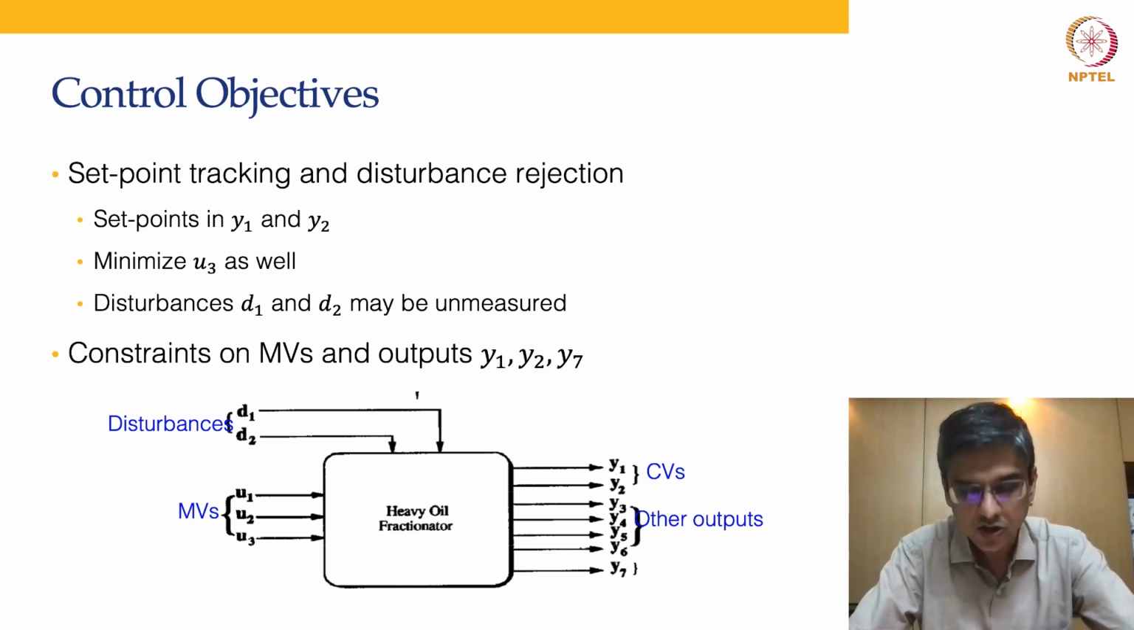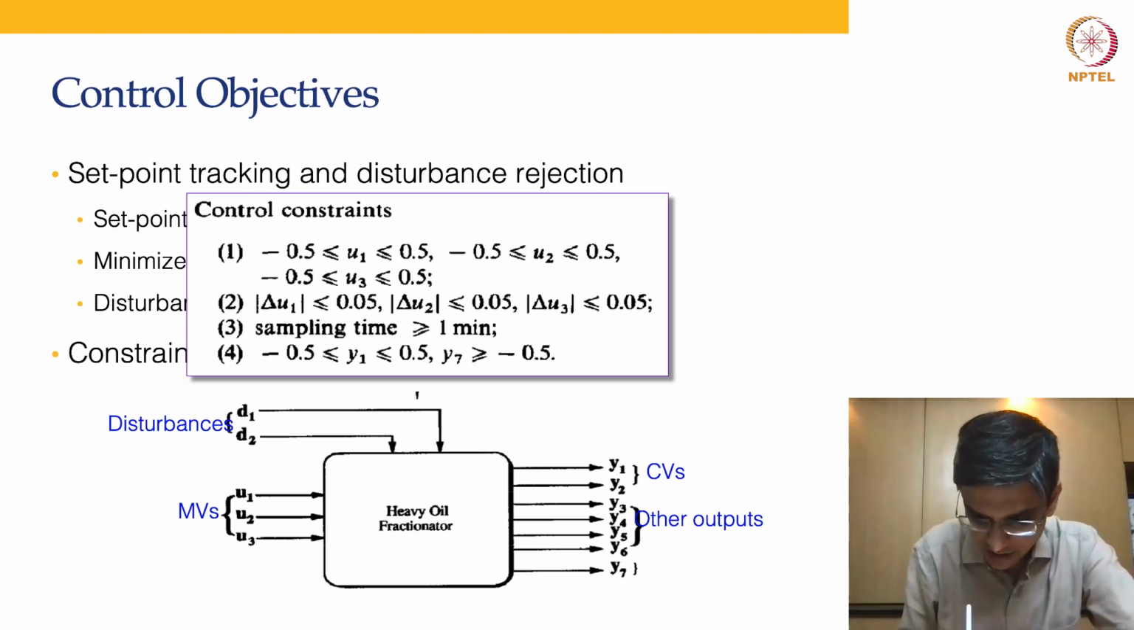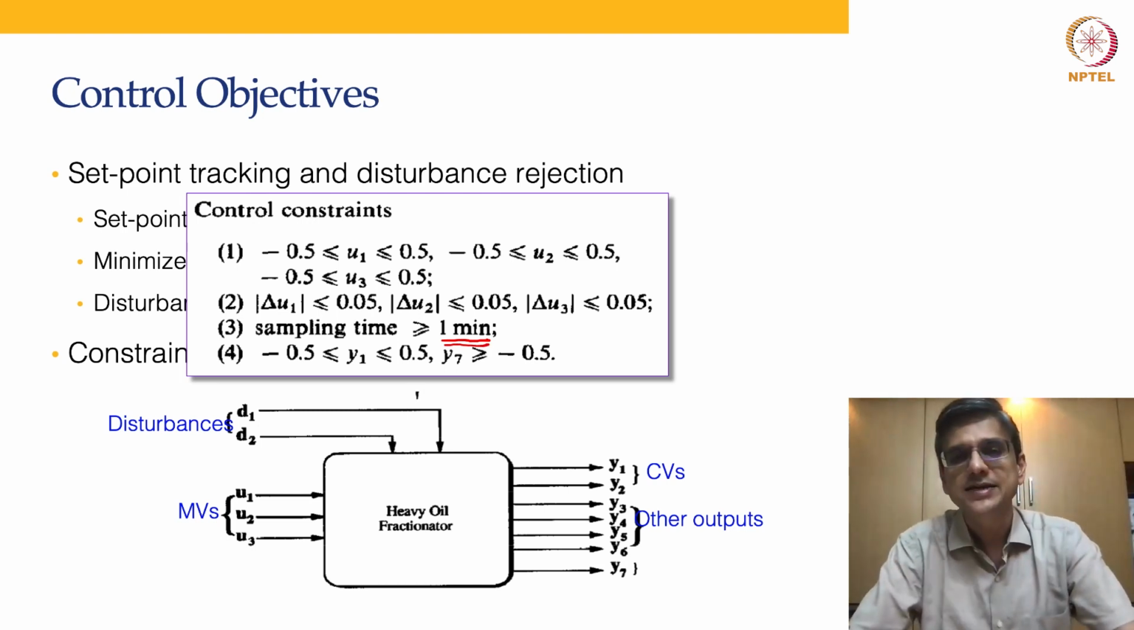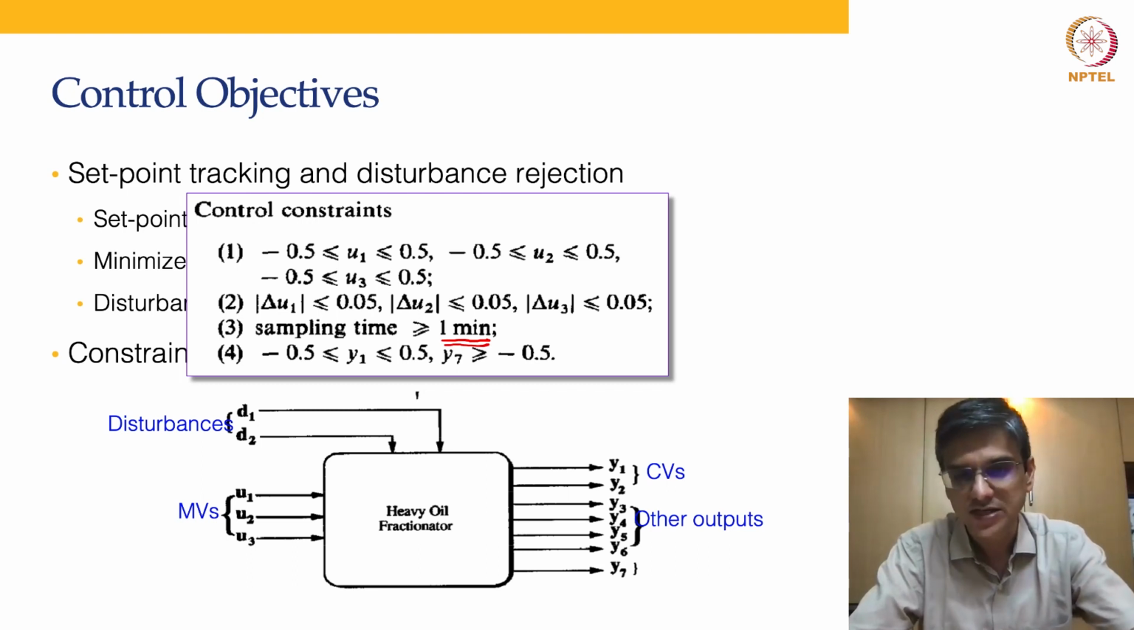And then constraints on MVs as well as the MV rates, basically manipulated variables as well as input rates, and constraints on 3 outputs, Y1, Y2 and Y7. So this is the overall control problem, and these are the control constraints. The sampling time is given, and as you can see, this is quite characteristic of an industrial system. The sampling time is not in terms of hertz or seconds or milliseconds or microseconds or whatever.